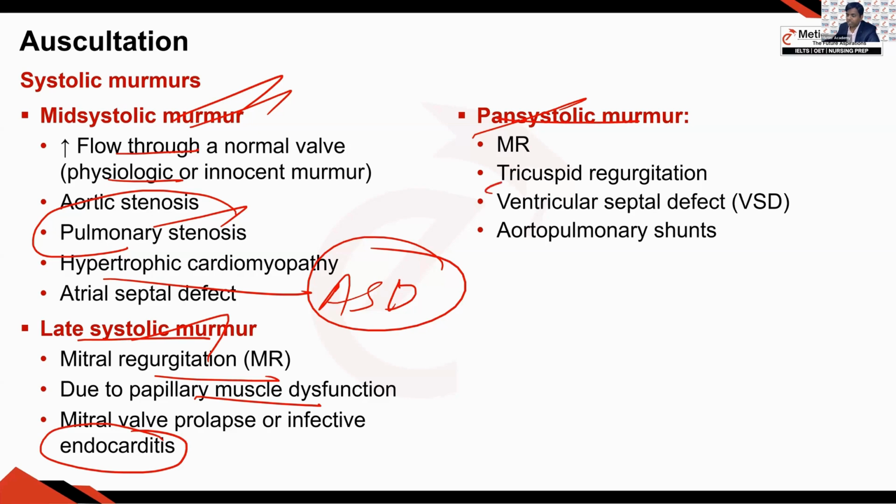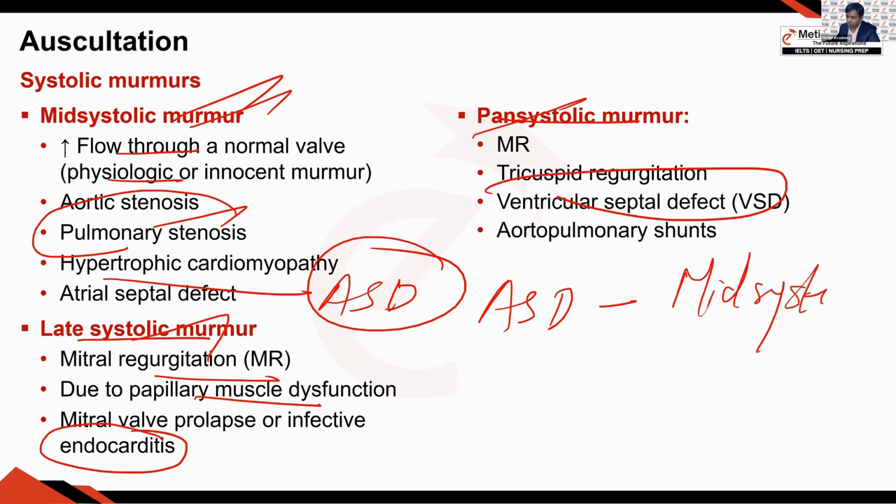Pan-systolic murmur is completely VSD. I think it is better to go directly for MCQ. In ASD, which murmur is seen? Mid-systolic murmur. They won't ask, but still you can write and keep it.